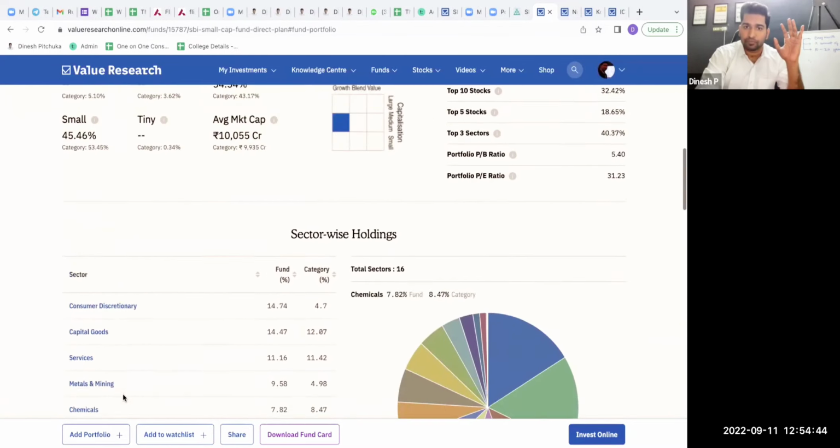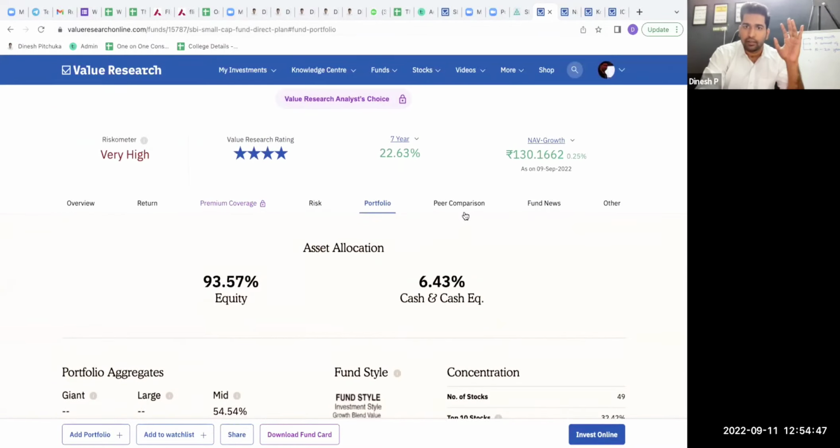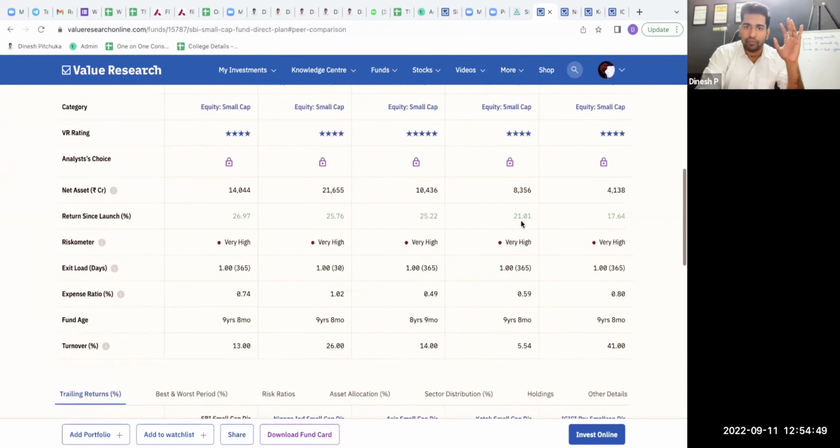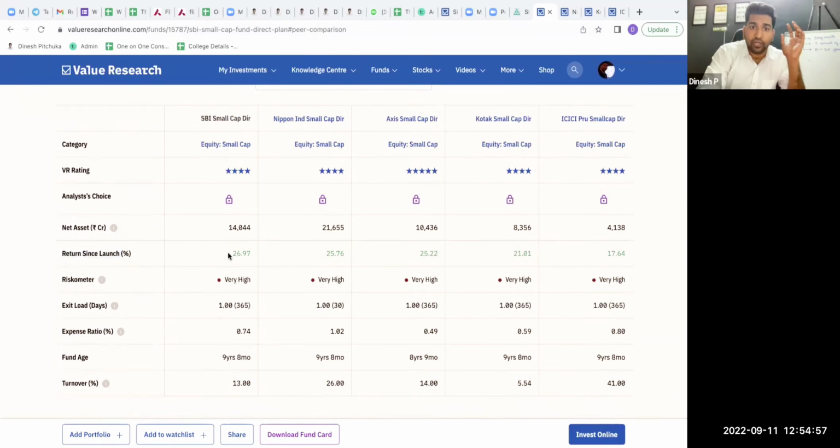Once you do this, what else is there? Peer comparison, which we already saw. Return since launch, okay, 26. Somebody was asking about 25% CAGR. This one is giving 26%. This is 25, Nippon India. You can analyze that also. This one, Axis Small Cap. Analyze this, guys.